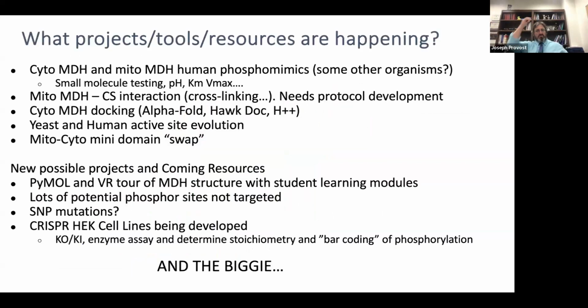So what project tools and resources are happening right now? Well, we've got a big list of cytosolic and mitochondrial MDH phosphomimics that people can use. We have groups of folks that are doing it. When we get done with this, maybe folks that are here can identify themselves and talk about what you're doing. Amy Springer's looking at other organisms.